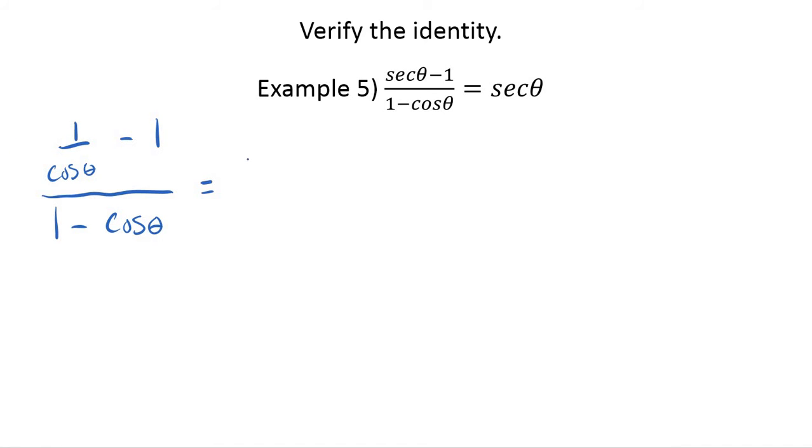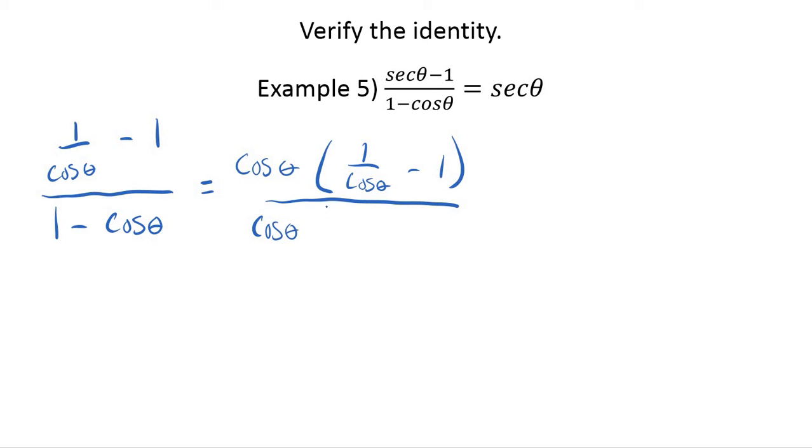Okay, so in fact, let me show that. So I'm going to do cosine theta times the top and times the bottom. So really I'm multiplying by 1. So I haven't changed anything. That's perfectly legal to do to just one side because all I'm doing is multiplying by 1. Now let's distribute that, see what happens. Well, cosine times 1 over cosine would just be 1. Cosine times negative 1 is going to be minus cosine.